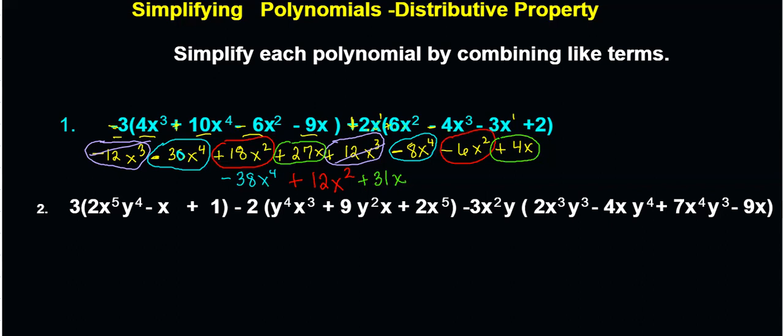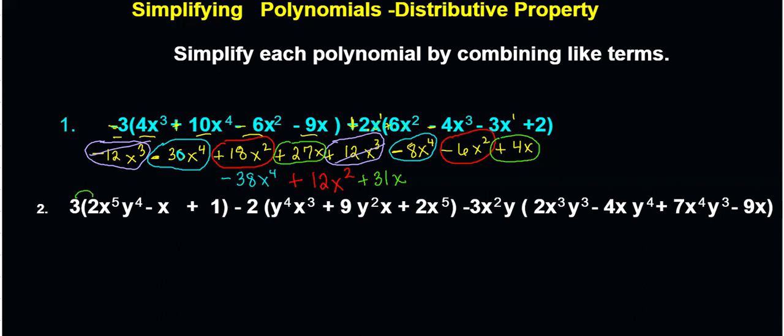So we got 3 times everything in parentheses. Then we have -2 times everything in parentheses. Then we got -3x squared y times everything in parentheses. So let's get started. So I've got this positive times a positive is a positive. 2 times 3 is 6.